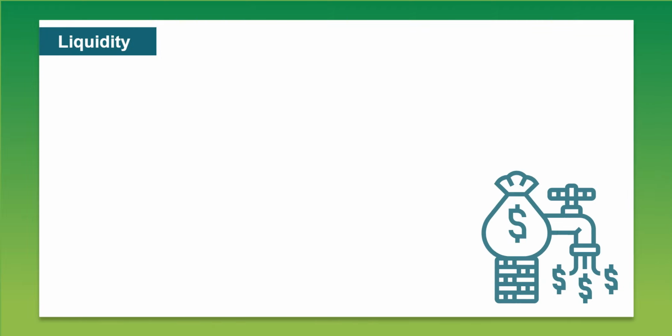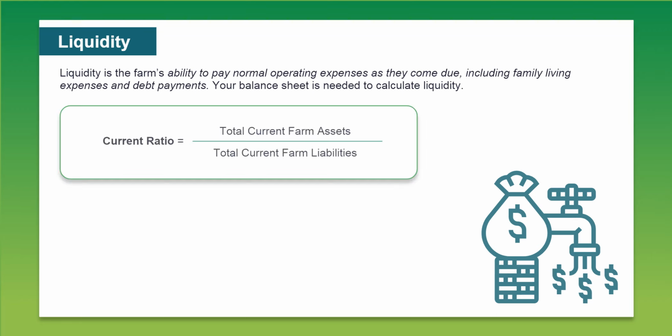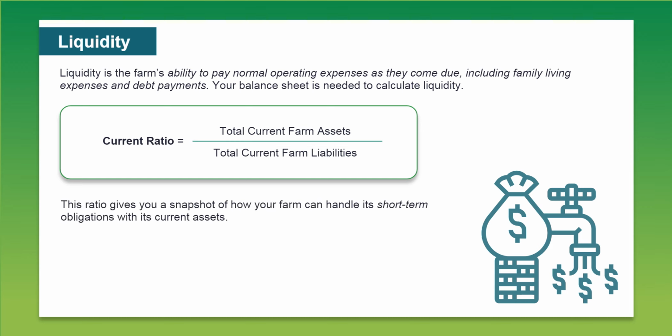The first key ratio measures liquidity. Liquidity is the farm's ability to pay normal operating expenses as they come due, including family living expenses and debt payments. Your balance sheet is needed to calculate liquidity, expressed as current ratio. This ratio gives you a snapshot of how your farm can handle its short-term obligations with its current assets.